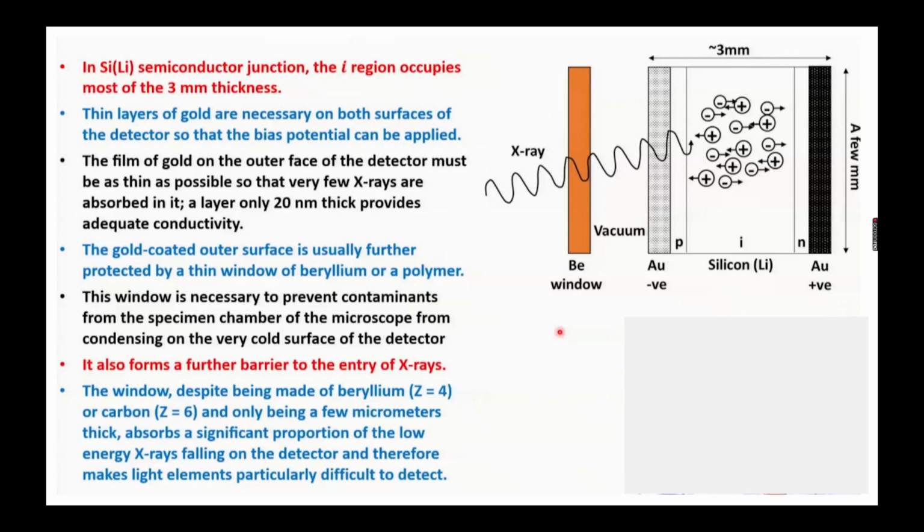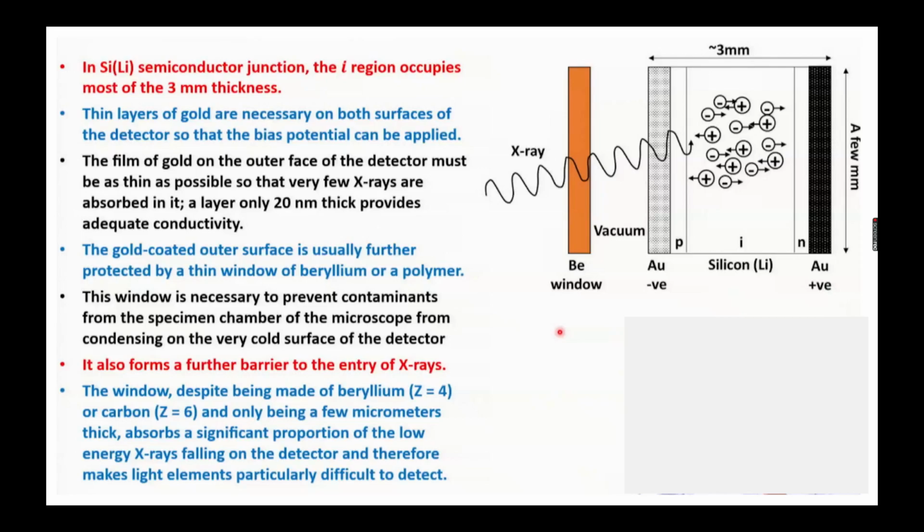Actually beryllium has a low atomic number, so sometimes we use beryllium or carbon, not aluminium, because aluminium has a high atomic number. So the correct answer will be beryllium and carbon. Actually this window is used to protect the EDS detector from the contaminants inside the environment chamber of the microscope, and from condensing on the very cold surface of the detector. It also forms a further barrier to the entry of X-rays.